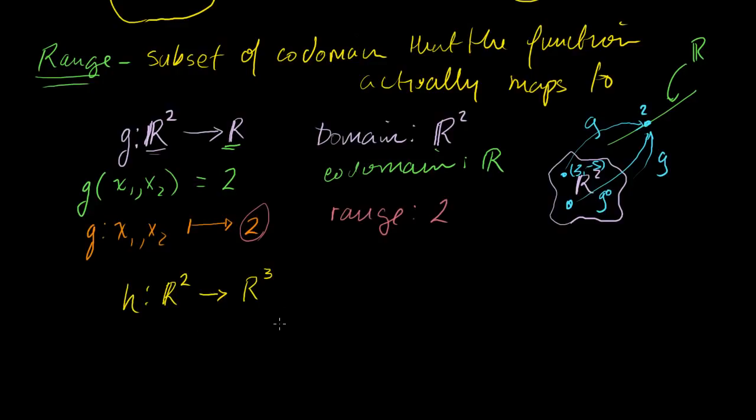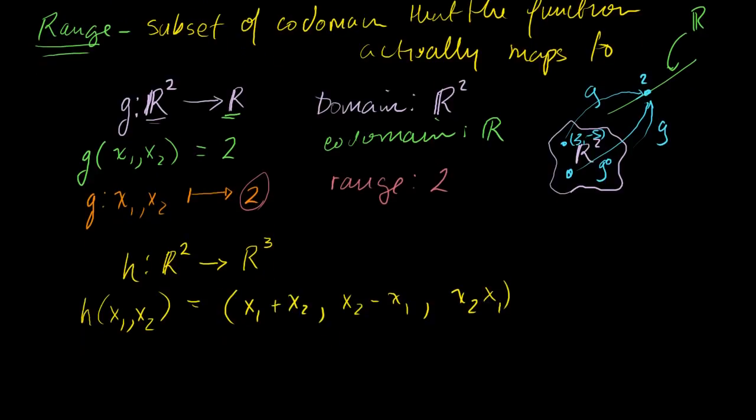Goes from R2 to R3, and I'll write here that h of x1, x2 is equal to, so now I'm going to a higher dimension space. So I'm going to say that that is going to be equal to, let's say my first component in R3 is x1 plus x2. Let's say my second coordinate is x2 minus x1. And let's say my third coordinate is x2 times x1.